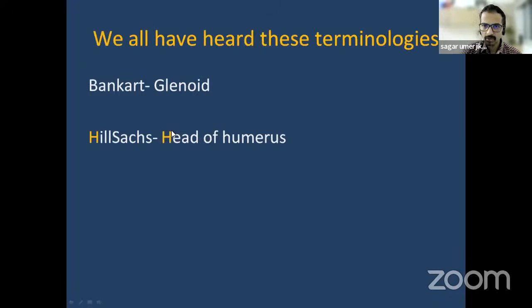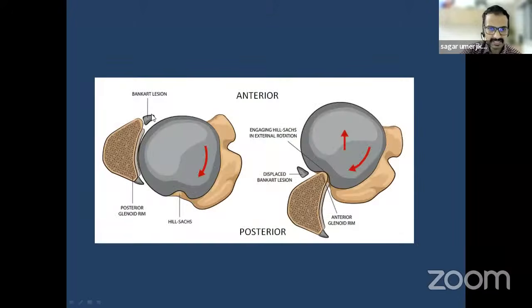So we all have heard about these terminologies now. Bankart, wherein the anterior glenoid is involved, Hill-Sachs, wherein the posterolateral part of the head of humerus is involved. We see the Bankart lesion here anteriorly on the glenoid side. It can be a bony Bankart or a soft tissue Bankart. Then we have seen Hill-Sachs on the posterolateral aspect here, wherein it's getting engaged here on the glenoid during the dislocation.